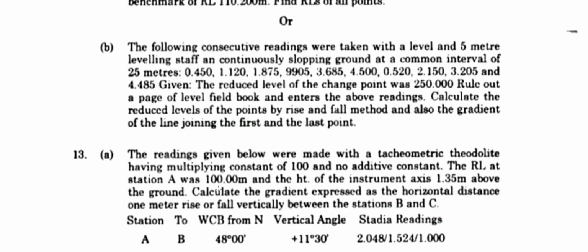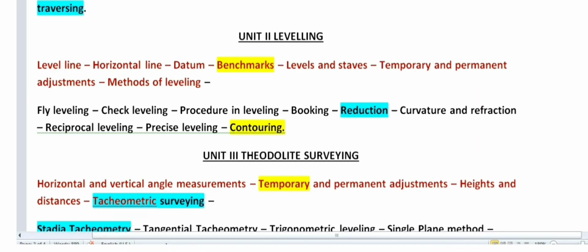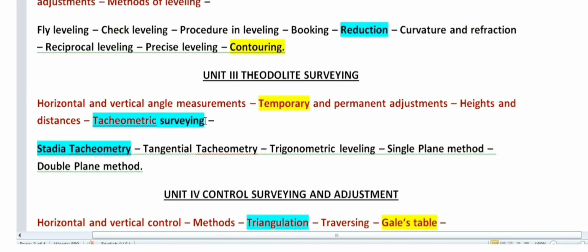So the question has come from the second part of the second unit. Now let's go to the third unit. Here we have a problematic question. So this question comes under the first half of the third unit. It is the last topic of the first half, tachometric survey. And 13B is from the second part of the third unit. In 13B we have a question about stereotachymetry, and this question is from the second part of the third unit.